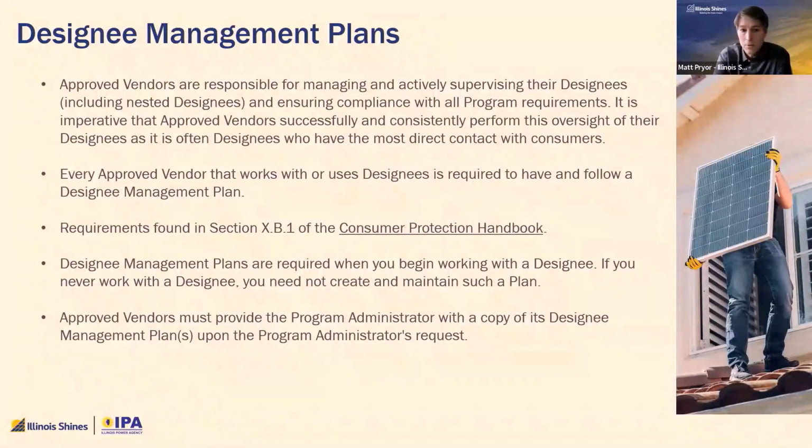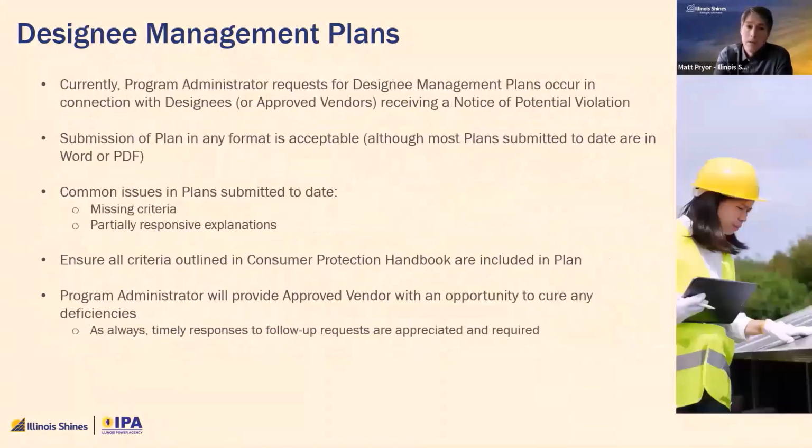Approved vendors must provide the program administrator with a copy of its designee management plans upon the program administrator's request. Next slide, please. The timing of those requests currently is that we're only requesting designee management plans from approved vendors when a notice of potential violation goes out. So essentially, if a designee has been flagged for a potential violation of program requirements, we are asking that designee's approved vendor or approved vendors, if they have multiple, for a copy of their designee management plans.